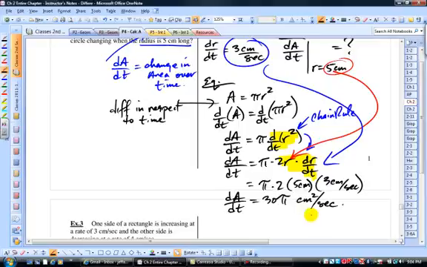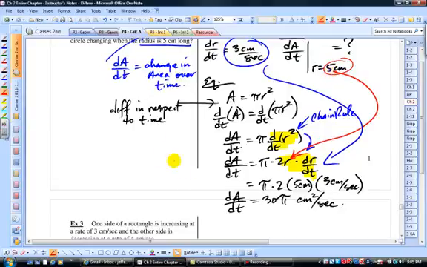And this only happens when the radius is exactly 5. When it's 6 centimeters, it's going to be different. It's going to be bigger. So the bigger the radius, the faster the area is changing per unit time. The rate of change of the area of the circle depends not only on the rate of change of the radius, but also on the exact value of the radius at that moment in time. These are called instantaneous rates of change.